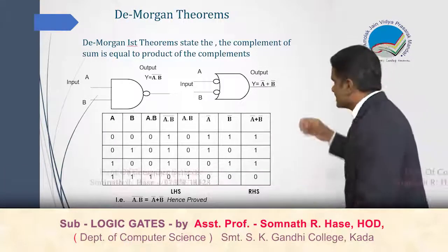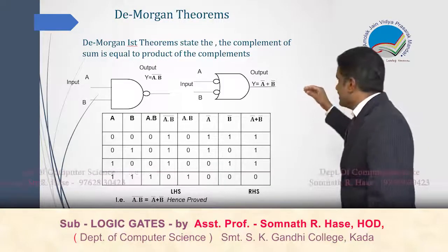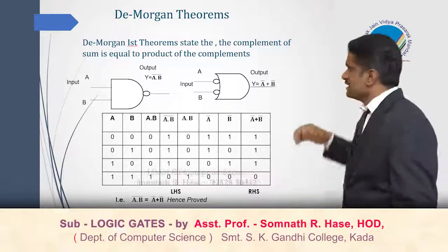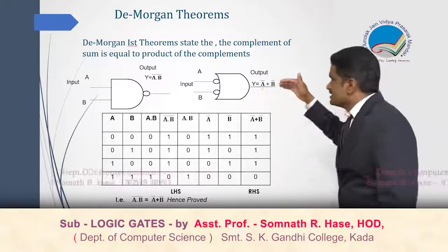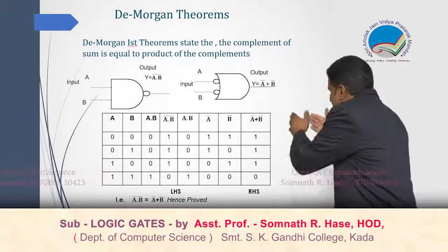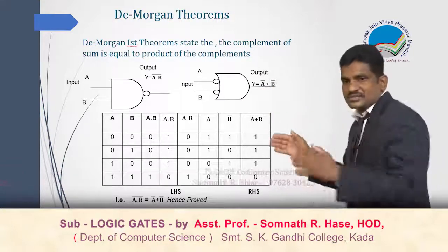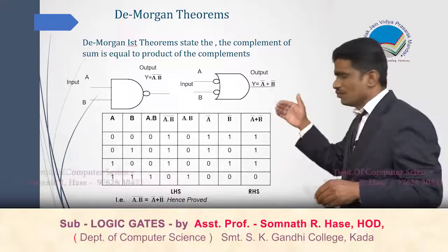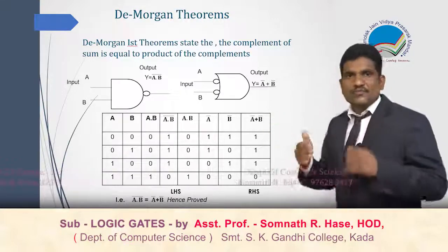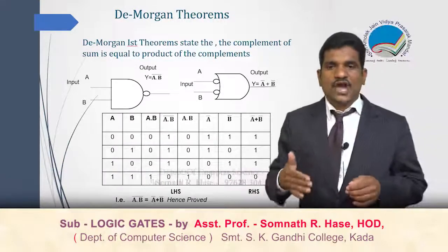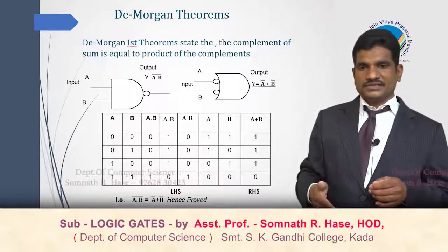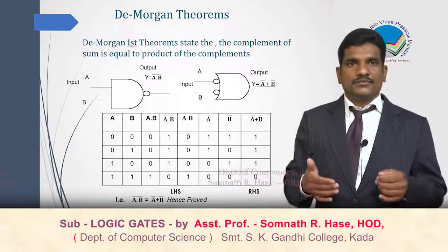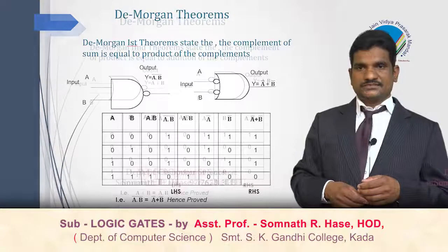In these slides we can see the column A NAND B, that is 1 1 1 0, and the last column, A not plus B not, is also 1 1 1 0. So we can see that LHS and RHS are both equal. Both are equal, and hence we have proved De Morgan's first theorem, that is, the complement of a sum is equal to the product of the complements. This is the most important theorem.